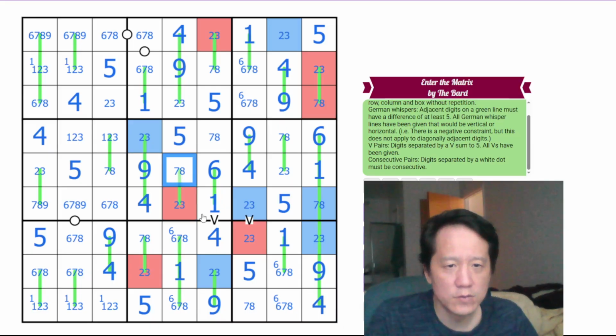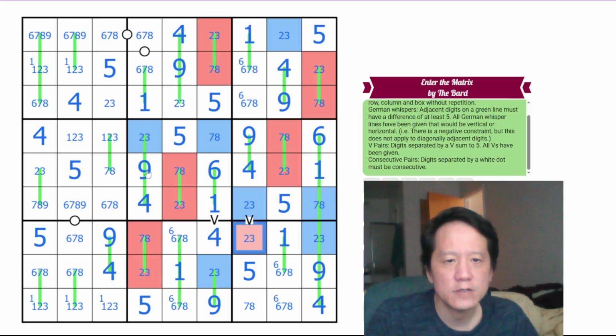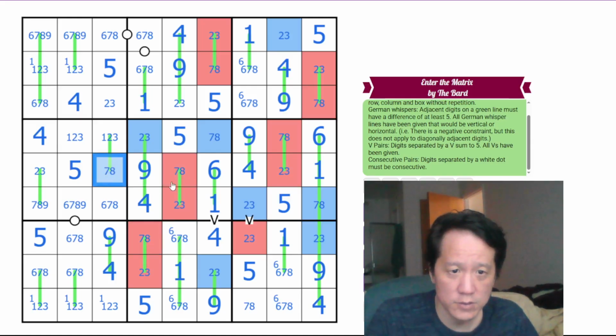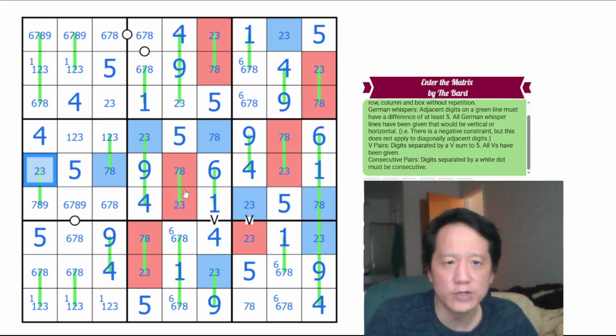So this is red. This has to be the red following. So this is blue. This is the red that corresponds. This is also the red that corresponds, which means this is the red that corresponds. This can't be red. This must be blue. This has to be blue 2 or 3.